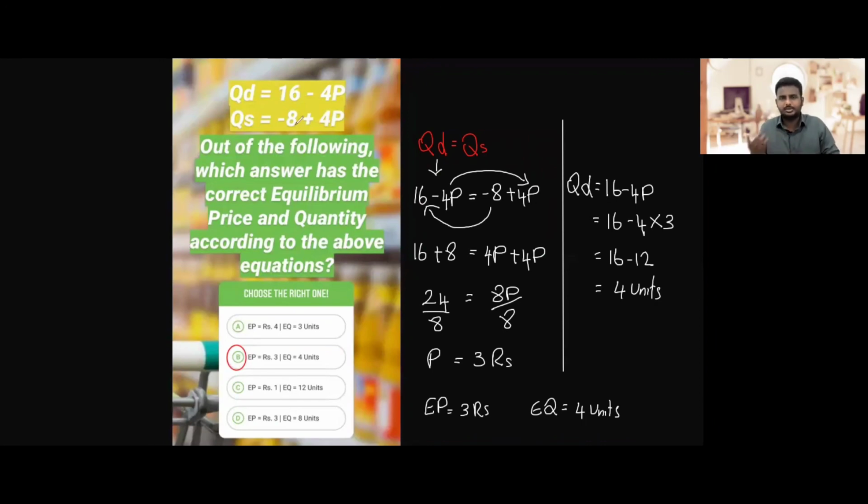Just in case, just to double check, let's take this equilibrium price and put it in the supply equation also. So the supply equation goes like minus 8 plus 4P. In the place of price, we'll put the 3 rupee equilibrium price. Then what do you get? Minus 8 plus 12, again 4 units. So you can see at 3 rupees, demand is 4 units, supply is also 4 units.